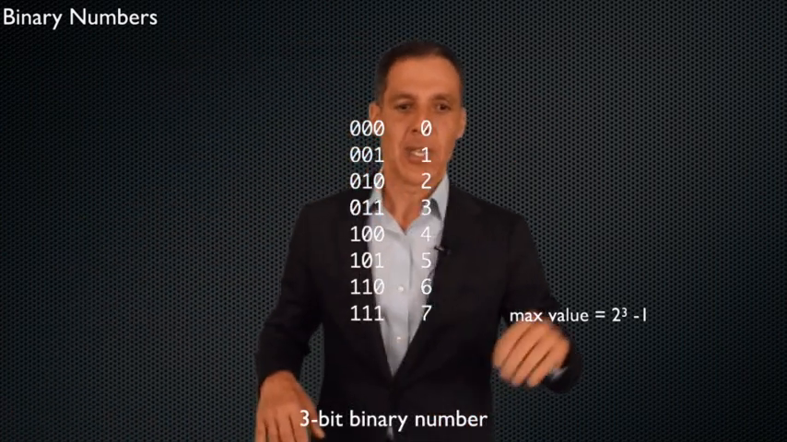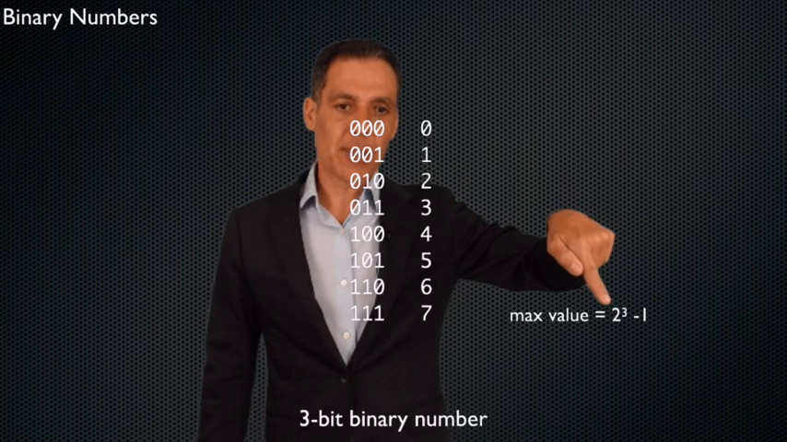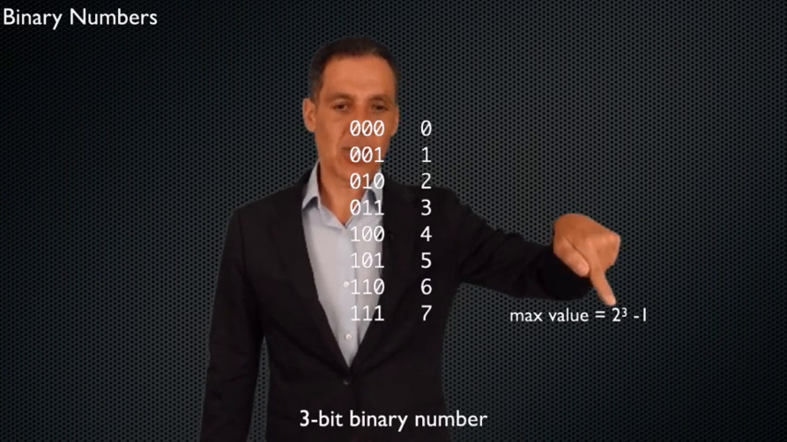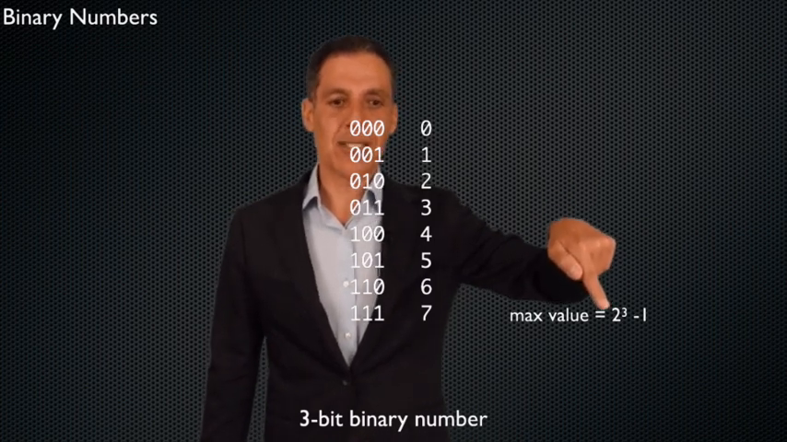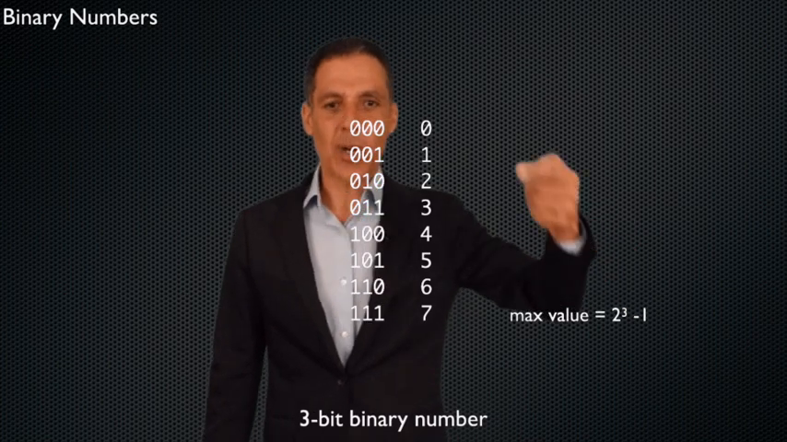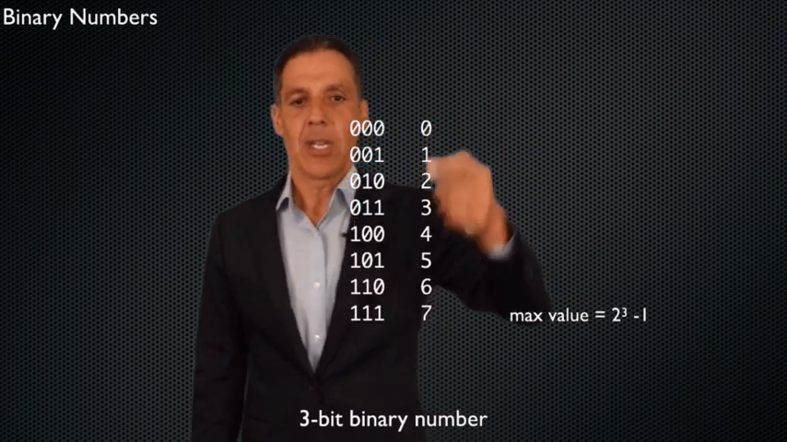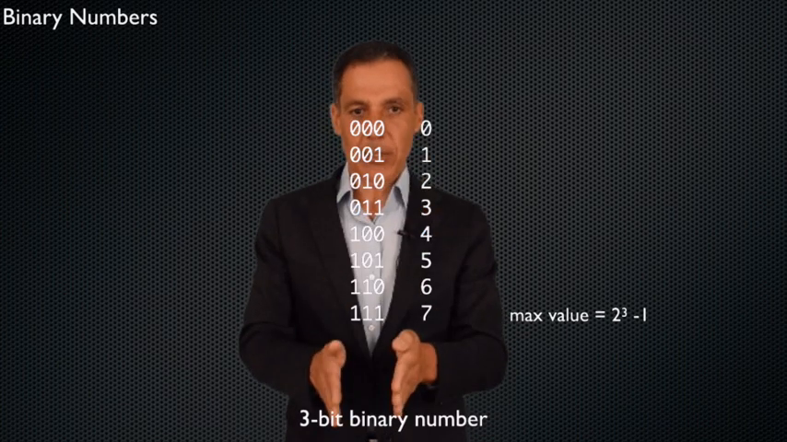That one's easy too. Okay, so the largest number is 2 to the power 3, that's 8, minus 1. By the way, why the minus 1? Because I'm starting to count at 0. So notice I have a 3-bit binary number.